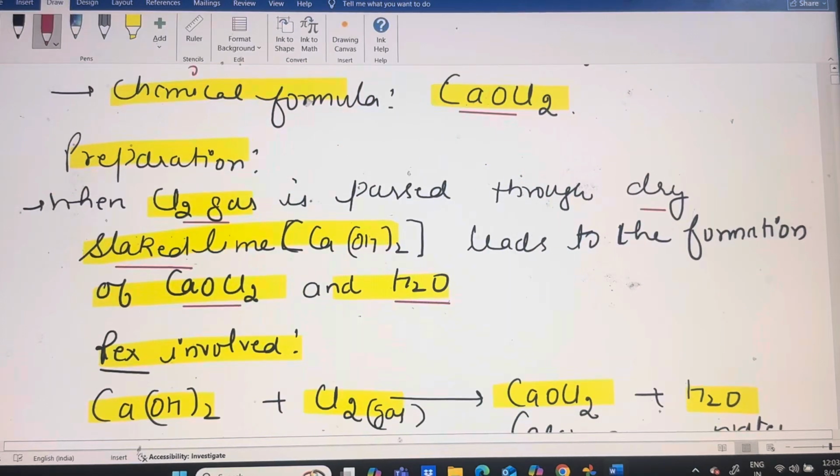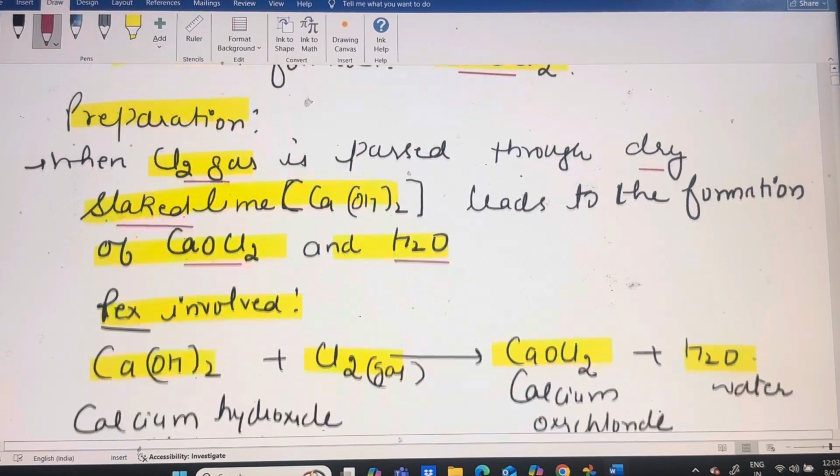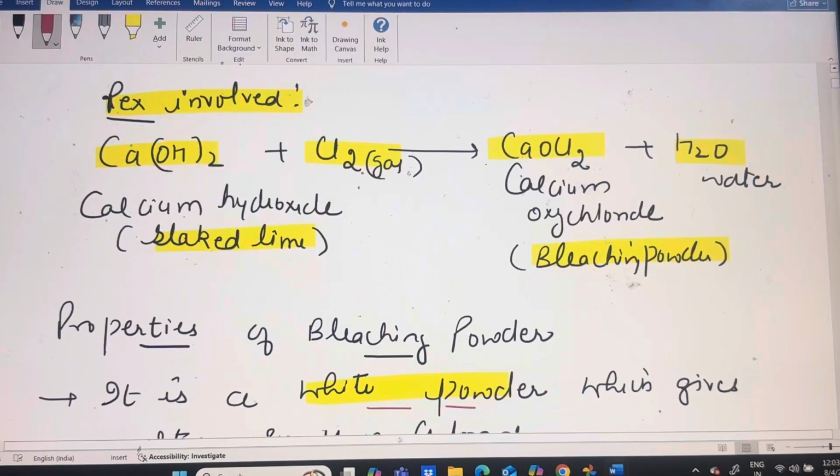For the preparation of this bleaching powder, when chlorine gas is passed through dry slaked lime, which is also called calcium hydroxide, it will lead to the formation of calcium oxychloride and water. So here is the reaction involved. जब भी हम क्लोरीन गैस को पास करते हैं slaked lime से, which is calcium hydroxide, another name is also lime water, it will lead to the formation of calcium oxychloride and water.